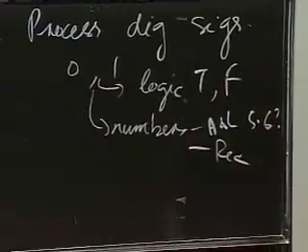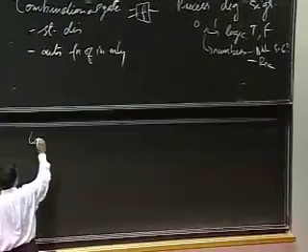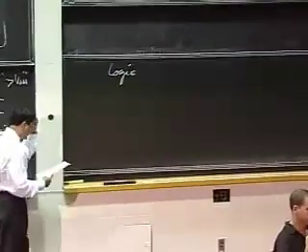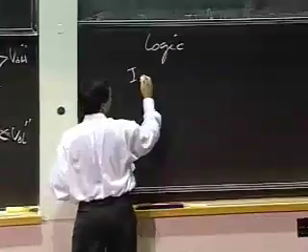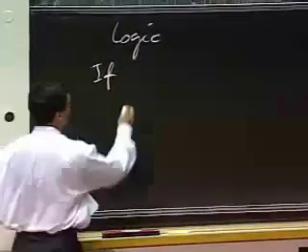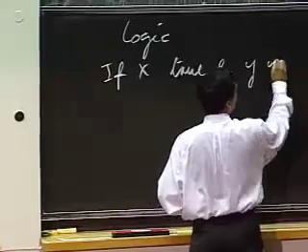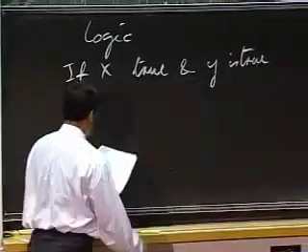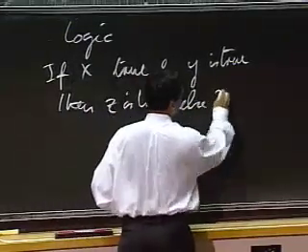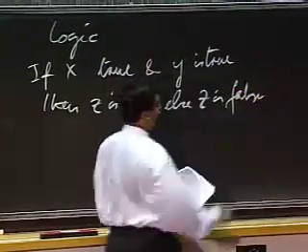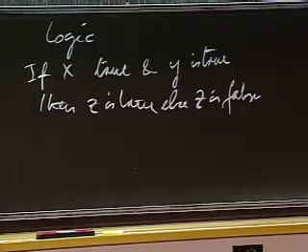Okay. Let me spend some more time talking about Boolean logic, two-valued logic, and how to process these systems. One way of processing it is using logic statements of the following form. If X is true and Y is true, then Z is true, else Z is false. So this is a logic statement. It says if X is true and Y is true, then Z is true, else Z is false.